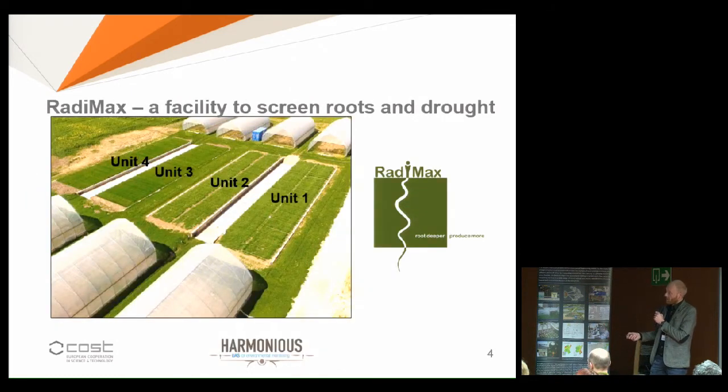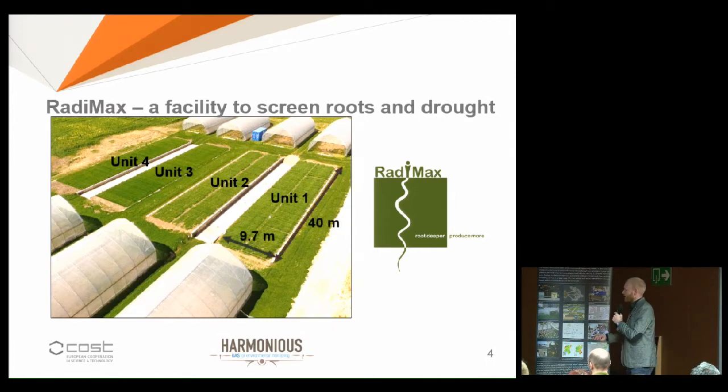The facility is also called RADIMAX. So we constructed that 2 years ago. It's 4 units here, and each unit is 10 meters wide and 40 meters long. These tents here are rain-out shelters. They can be moved forth and back, so when it starts to rain, we cover the units to prevent precipitation. So when we want to initiate drought to see water uptake, we start to move these when it starts to rain, and we remove them again when the rain is over to continuously have natural illumination.